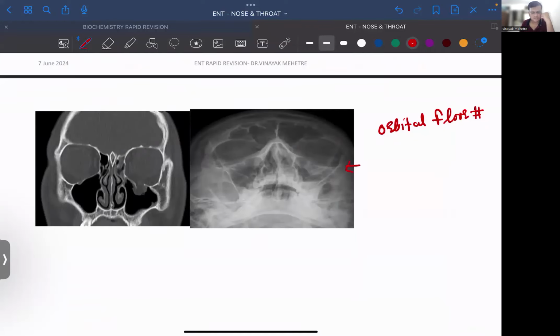Waters view, and this is on the CT scan. On the CT scan, what are we going to see? Look over here, this line is continuous. Over here, it is broken. So the content from the orbit is going to come into the maxillary sinus. So this is actually called the tear drop sign. Where will we find it? Fracture of orbital floor. Okay?